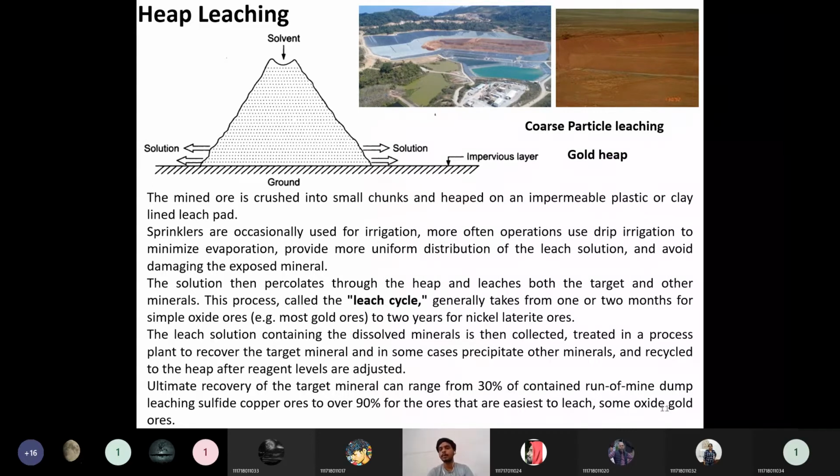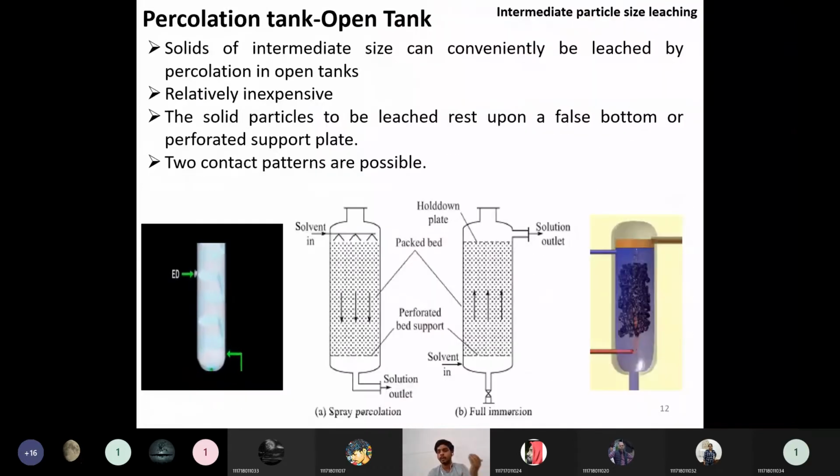Then, if these particles are crushed, their size will be reduced, so the probability of leaching of the particular solute from this ore will be enhanced. The next operation is percolation. This is the operation used for intermediate particle size leaching.